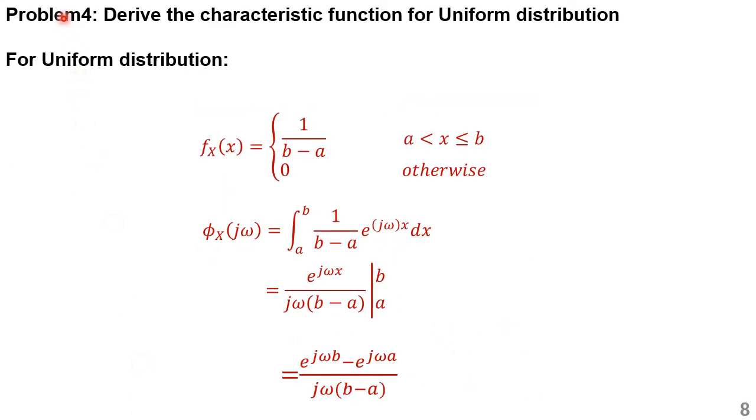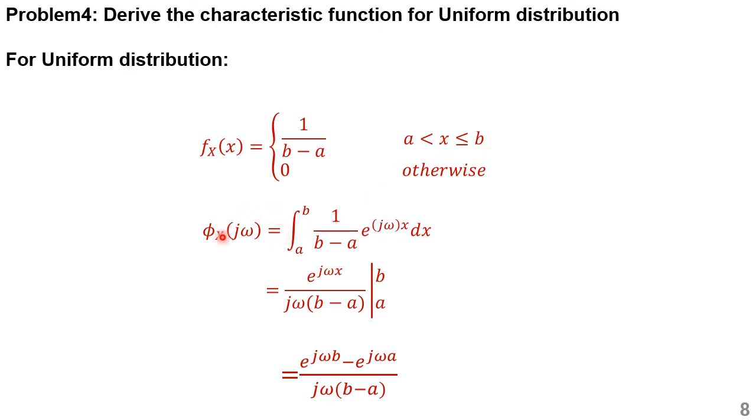Let us take the fourth problem. We need to derive the characteristic function for the uniform distribution. For the uniform distribution, fx of x, that is the PDF, is given by 1 divided by b minus a for all values of x between a and b, and the value of b should always be greater than a.